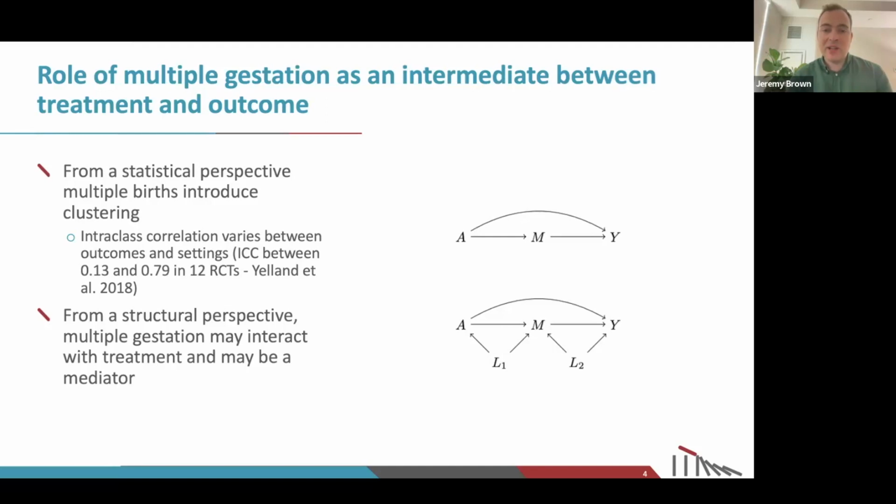And here you can see a couple of causal directed acyclic graphs with multiple gestation as potentially a mediator, and also with potential confounders L1 and L2 of the treatment, multiple gestation, and multiple gestation outcome associations.